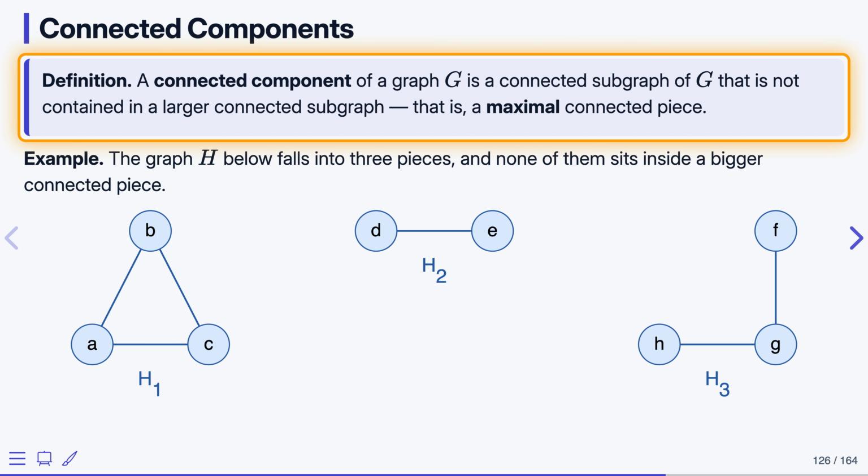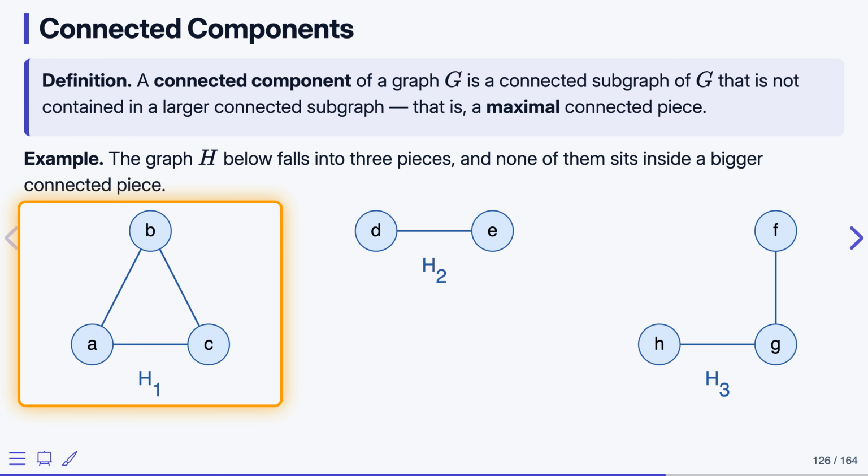Sometimes a graph is in several separate pieces. Each piece is called a connected component. A connected component is a piece that is connected, and that we cannot make any bigger by adding more of the graph. Look at the graph H. It falls into 3 pieces, and we have drawn each piece on its own.